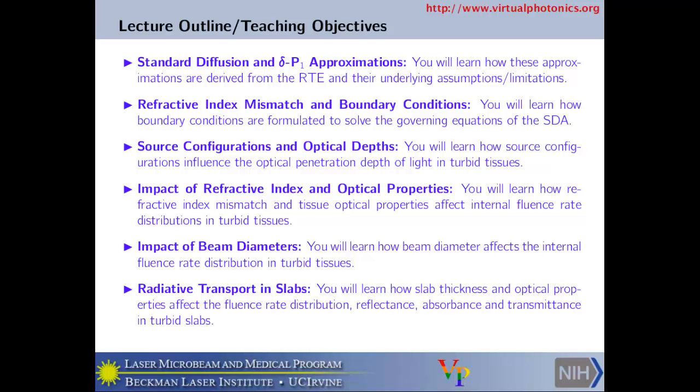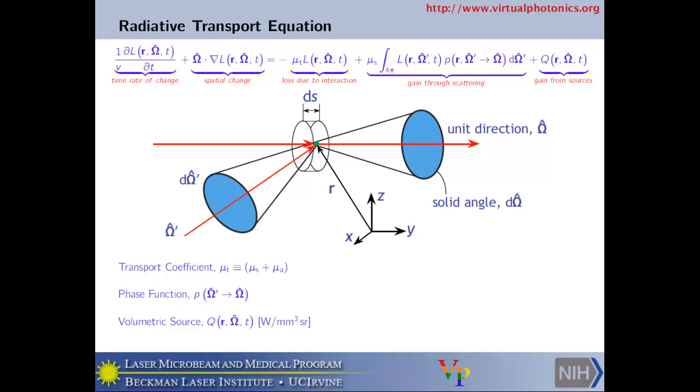And then finally, I'll end with some results on radiative transport in slabs, where you have thin, relatively thin units of tissue. And look not only at the internal fluence rate distributions, but the light that gets reflected, transmitted, and absorbed. And that will provide, I think, a good transition to Rolf's lecture. Okay? Great. Okay, so we start again with our old friend, the radiative transport equation.